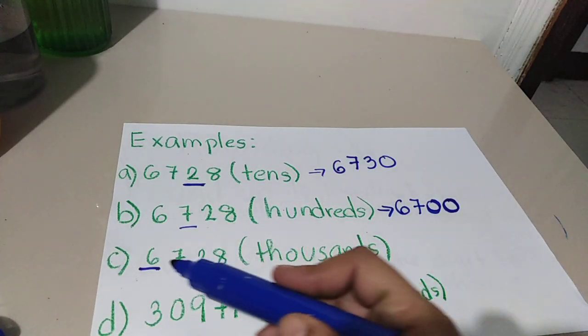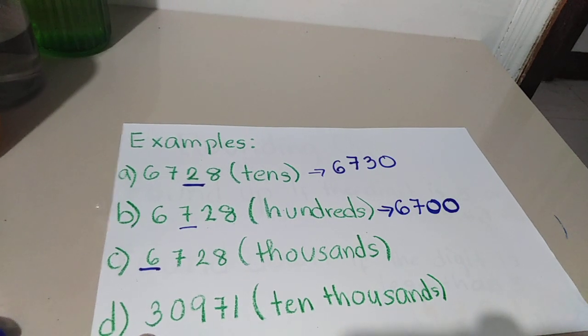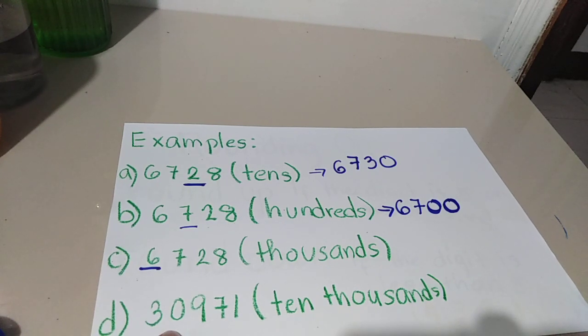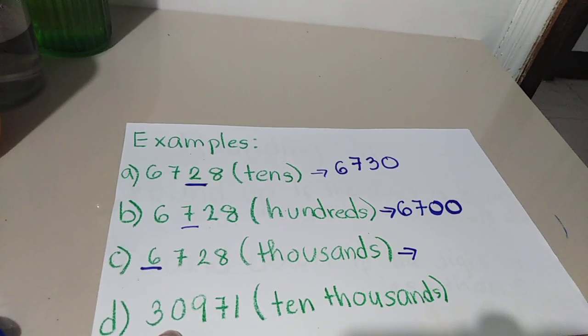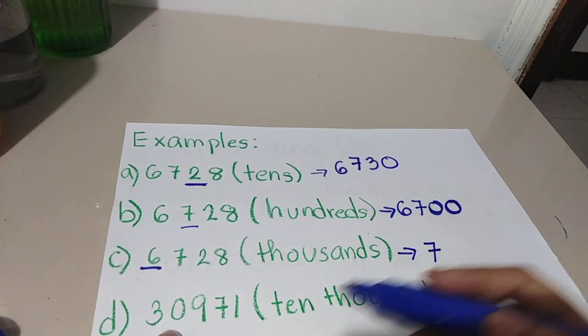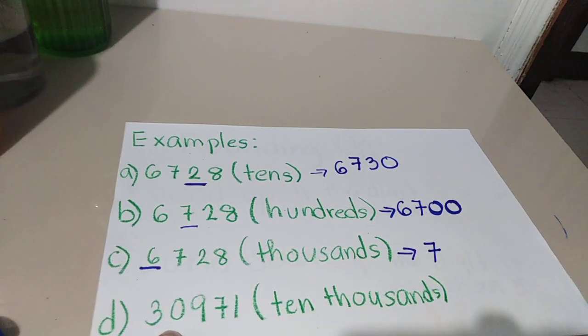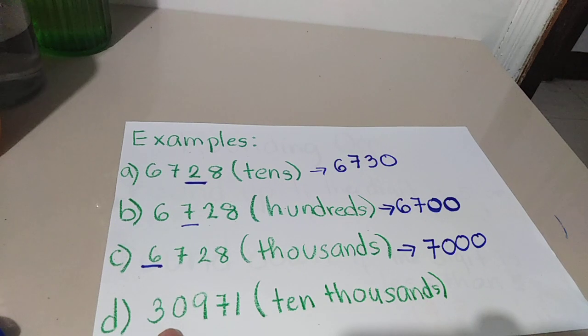Okay? So look at the number to the right of 6 and it's 7. And 7 is 5 or more. And because of that, we are going to round up. And when we say round up, we are going to add 1 to 6. So 6 will become 7, and the rest of the number to the right of 6 will become 0.